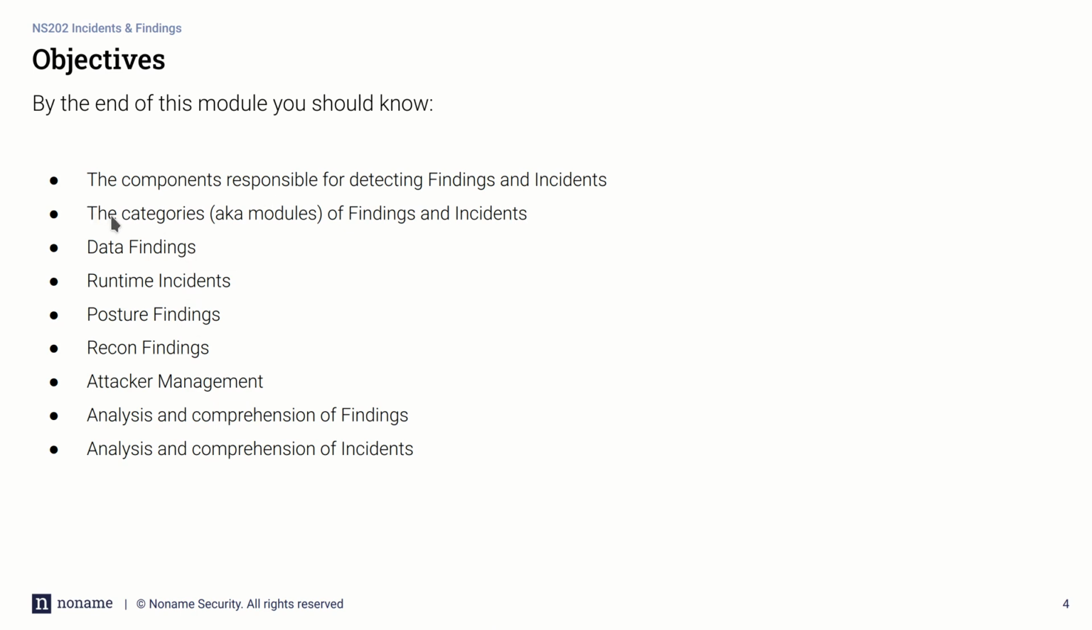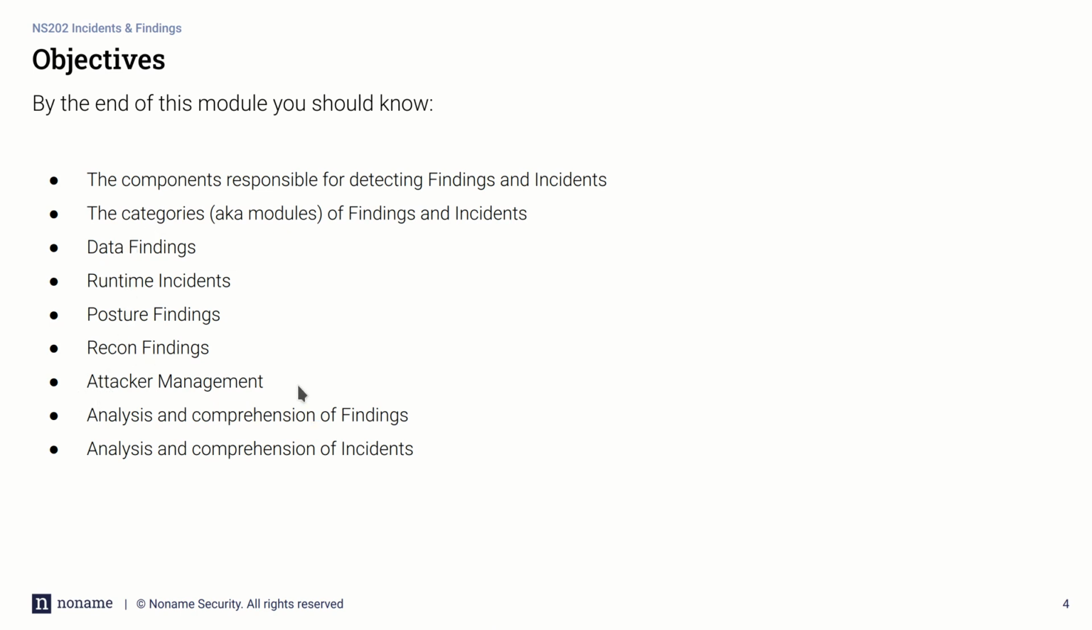We'll talk about the different categories, also known as modules, of findings and incidents, and these are data findings, runtime incidents, post-truth findings, and recon findings. We compare and contrast them, and so on. Okay, and that's going to help us understand them a little better.